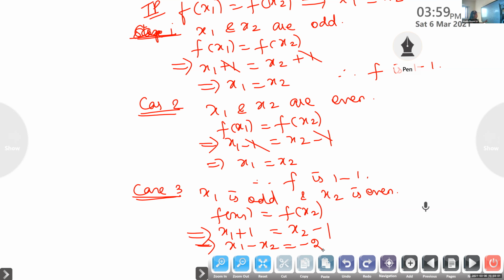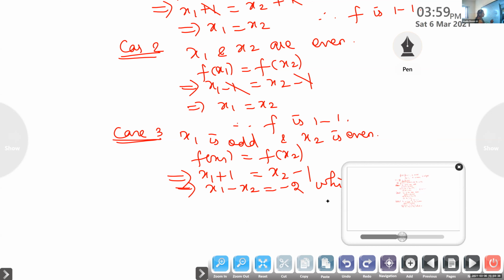Now listen, children. One number is odd and another number is even. When you subtract, odd number minus even number, what should you get? Take one odd number and one even number, subtract, and check what you get. 5 minus 2, 11 minus 8, what will you get? We'll be getting an odd number. But here we are getting minus 2. So this case is not possible. We write this as impossible.